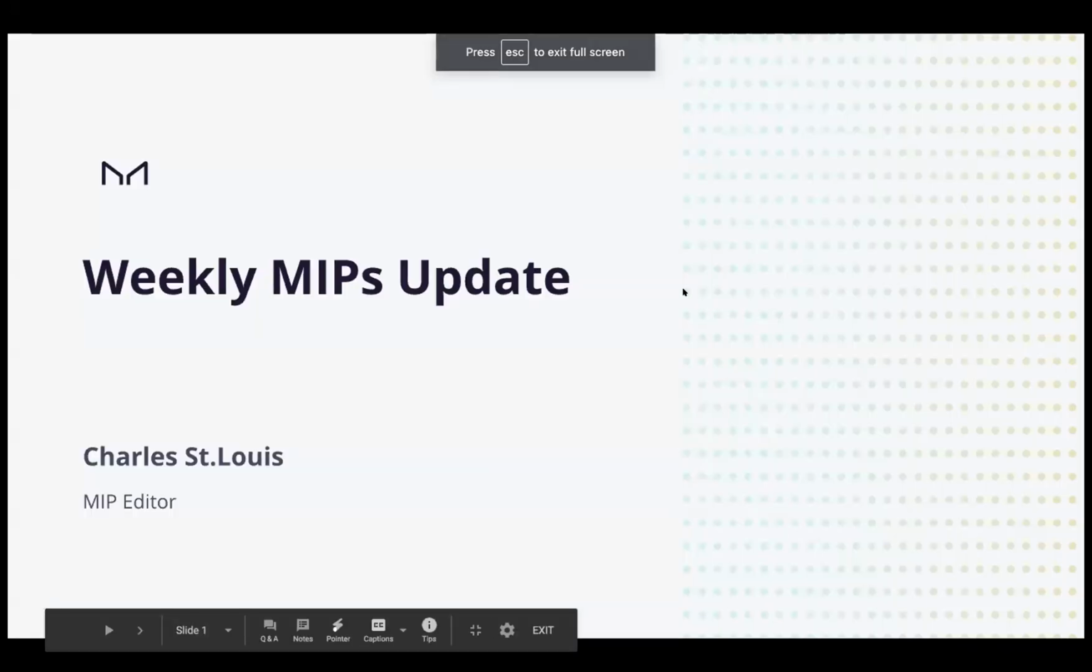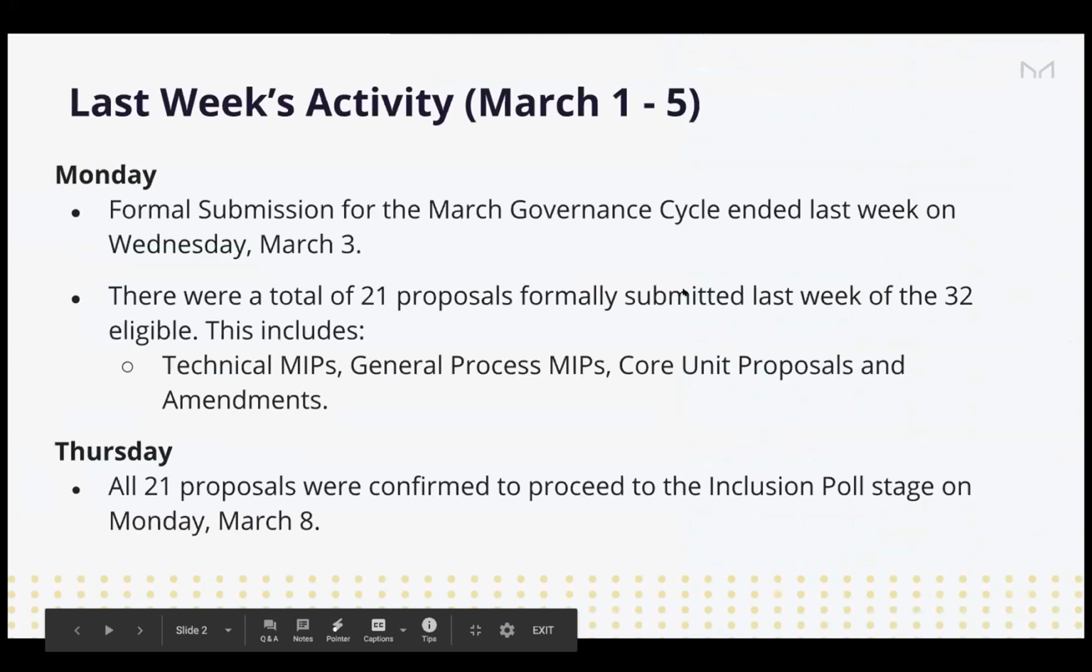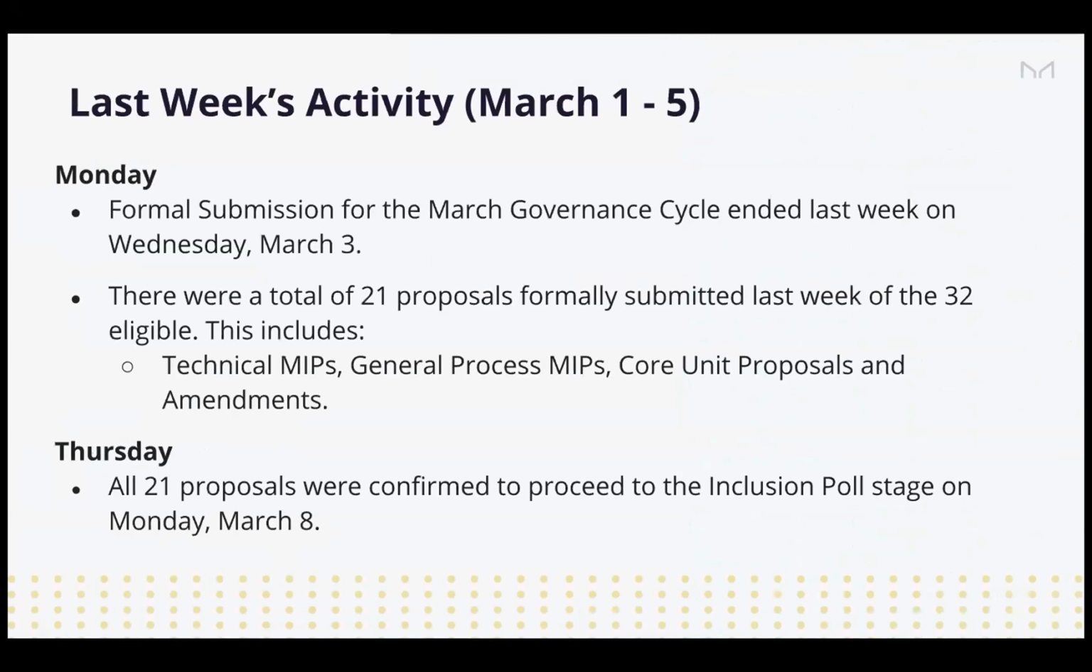All right, so for this weekly MIPs update, last week we had the formal submission period for March's governance cycle, ending on Wednesday, March 3rd, and there were a total of 21 proposals formally submitted of the 32 that were eligible. And this included MIPs spanning technical, general process, core unit proposals, and amendments. And on Thursday, all 21 proposals were confirmed by Along for Wisdom to proceed to the inclusion poll stage this Monday, March 8th.